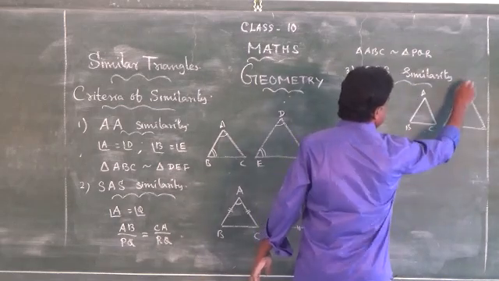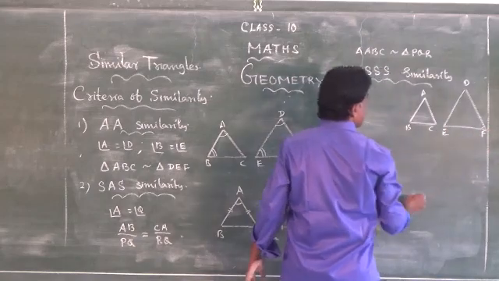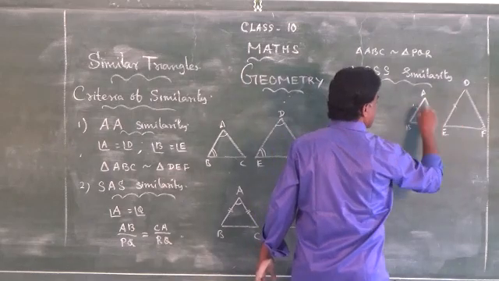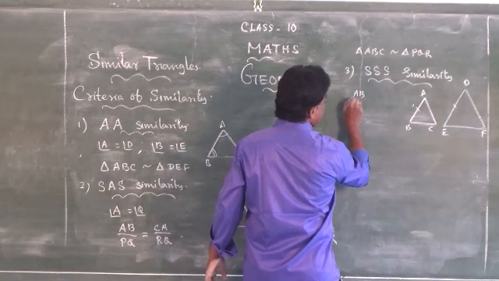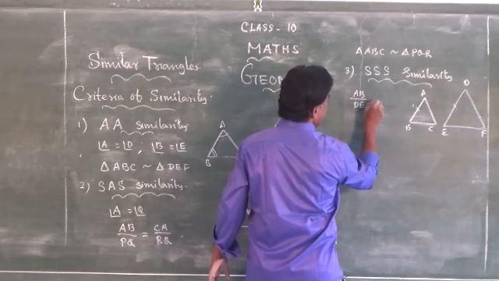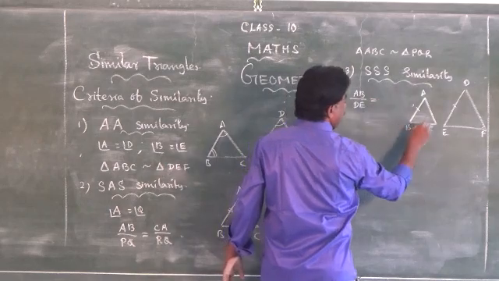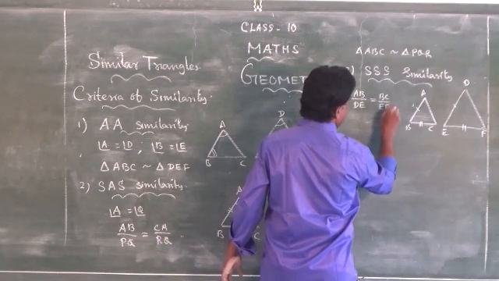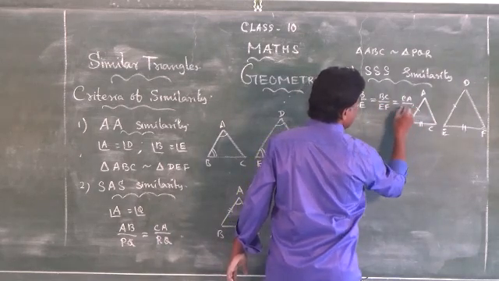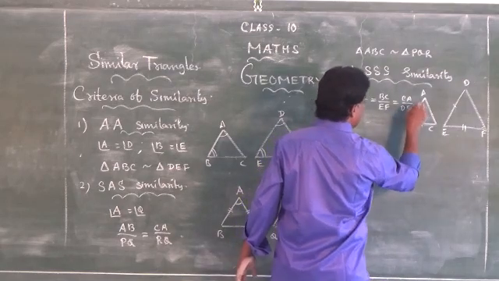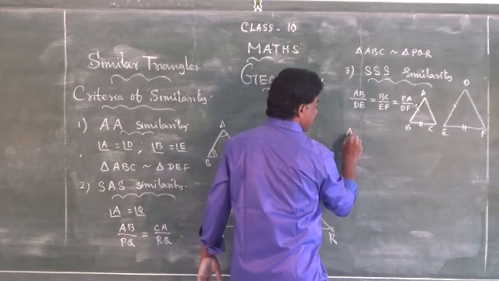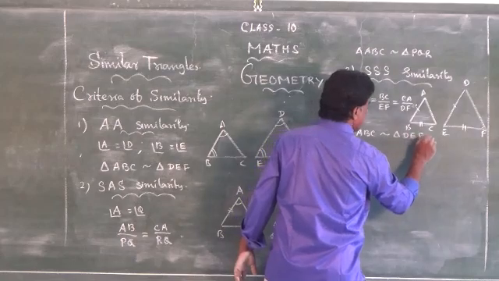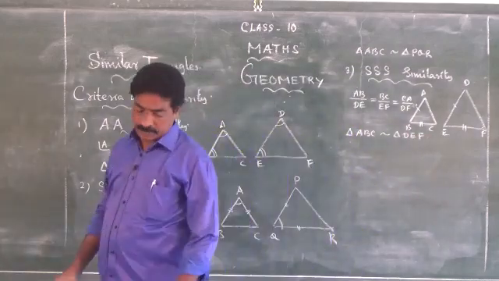A, B, C, D, E, F. If AB is, suppose, 3, then DE may be 6, proportional. So if AB is proportional to DE, and BC is proportional to EF, and CA is proportional to DF, if all the three sides are proportional, then we say that triangle ABC is similar to triangle DEF. This is the condition. So these are the three criteria.